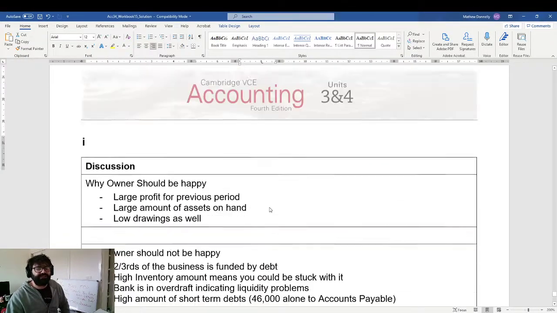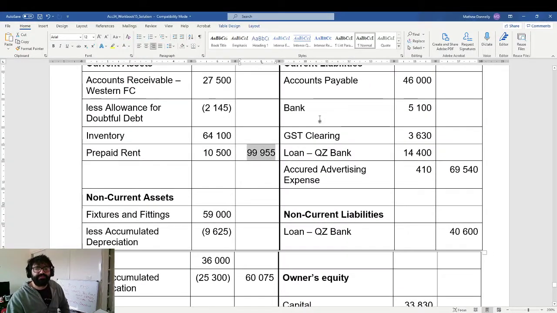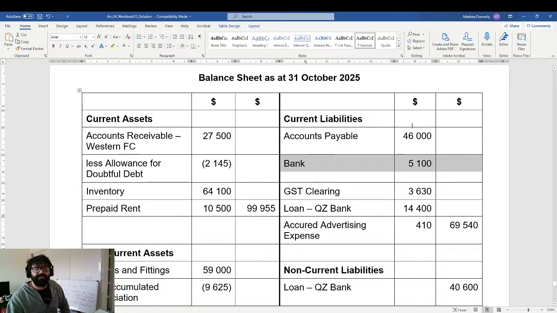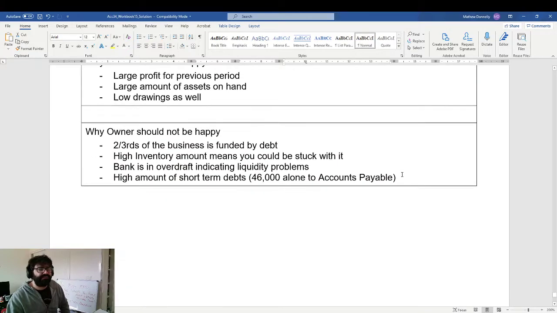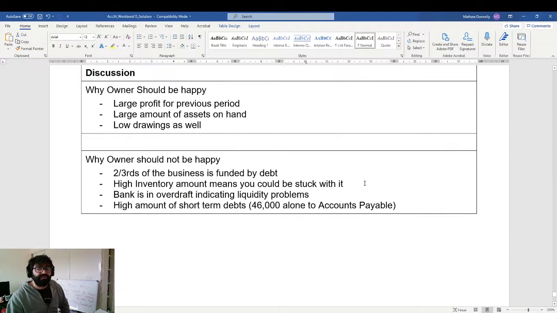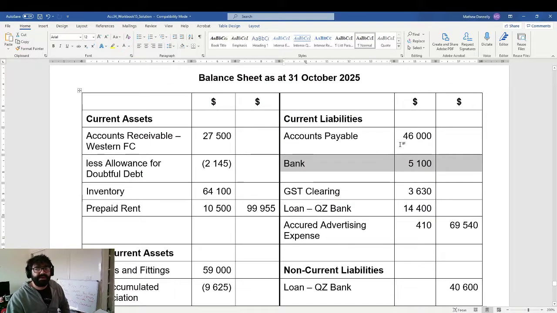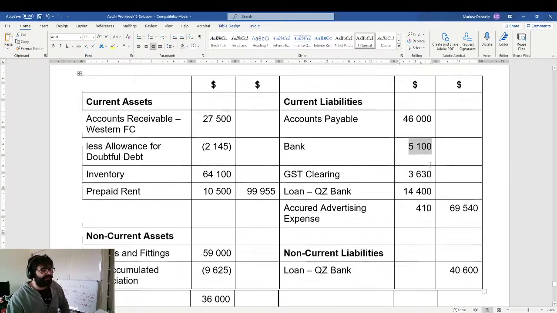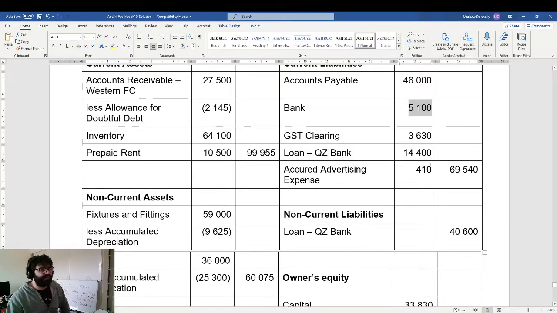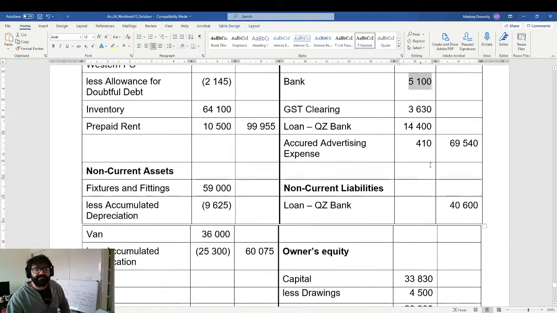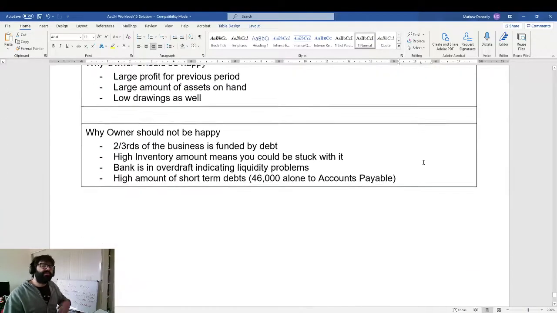Bank is in overdraft, indicating liquidity problems. So we see here bank is a current liability, means their bank account is in the negatives. And the higher short-term debts, 46,000 payable alone to accounts payable. That means they're going to pay this back within the next year. So that's a lot of strain on the bank of the business. So there is a little bit of food for thought there. So those are the ways I'd be attacking.